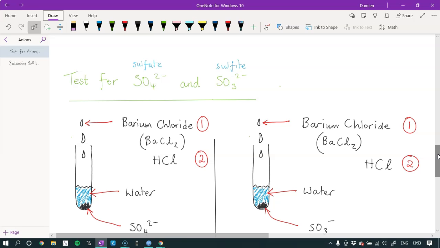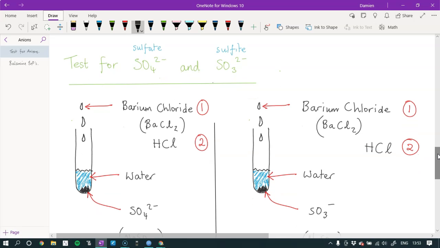So let's continue with the next one, which is the test for sulfates and sulfites. We can see here our sulfates is SO4 2- and your sulfites is SO3 2-. So the setup is very similar.